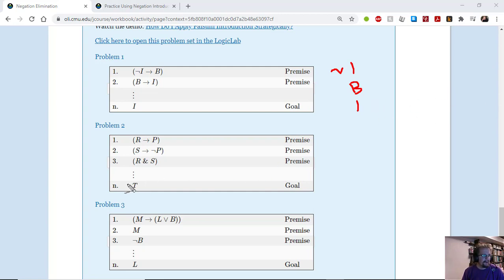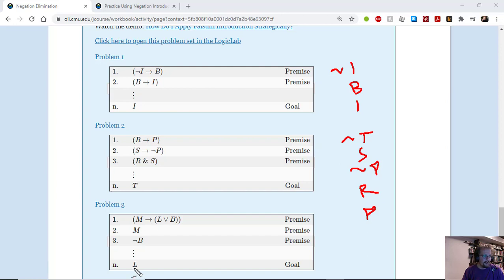Let's take a look down here. T. This one looks a little funny because you go like, well, how exactly am I supposed to solve this? Well, you're going to assume not T. Right, so that's a negation elimination. And then I can pull out S from line 3, let's say. If I have S, then I have not P. Right, that's a conditional elimination on line 2. Then I can also pull out R from line 3. And if I have R, then conditional elimination on line 1 will give me P. So I have P and not P. There's my contradiction, and we're done.